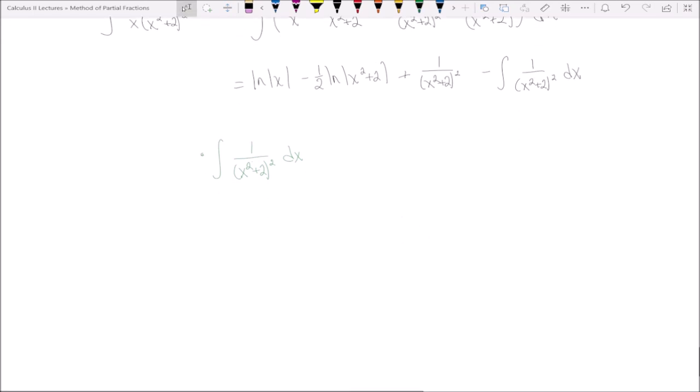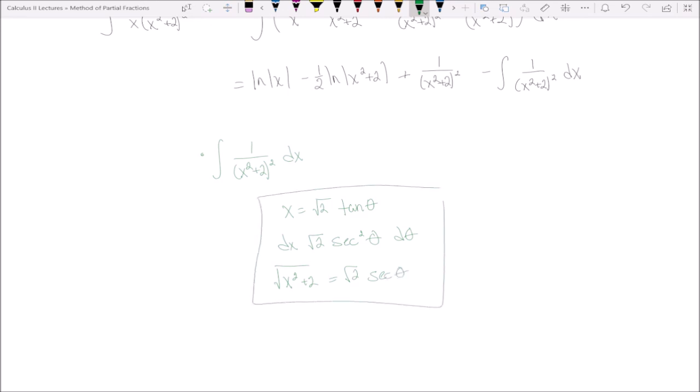What we're going to do is x is the square root of 2 times tangent of theta, which makes dx the square root of 2 times secant squared of theta d theta. And the square root of x² + 2 is square root of 2 times secant of theta. So here's our substitution.